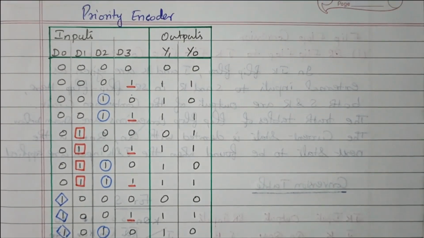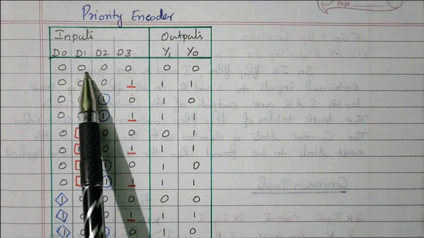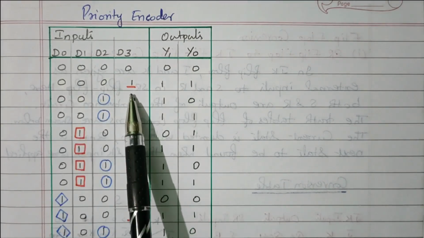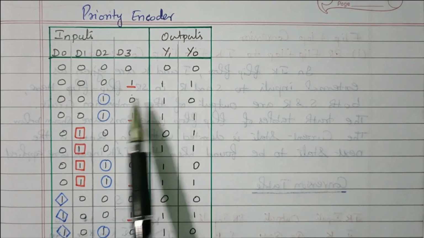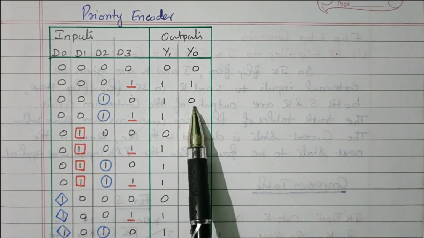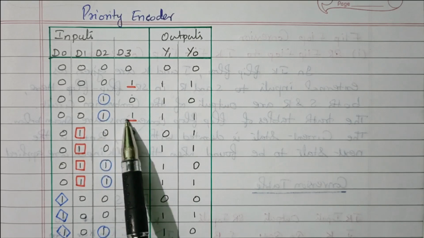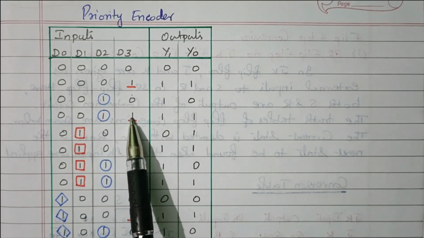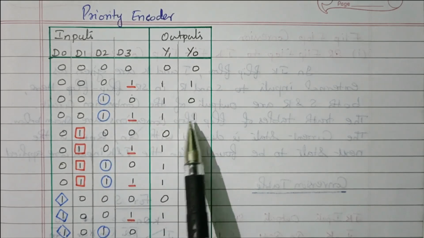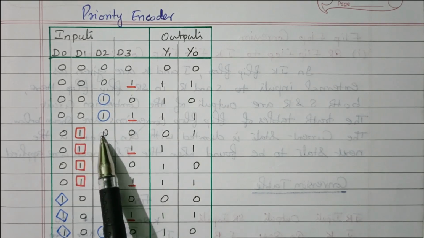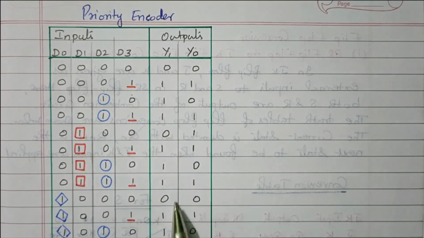detailed truth table. Now we'll see again one by one. See, all are 0 means 0, 0. D3 1, 1, 1. D2 1, 1, 0. Here both are 1, so already this is covered. You will check only D3, 1, 1. Here D1 is 1, remaining 0. So 0, 1. Like that we'll have.